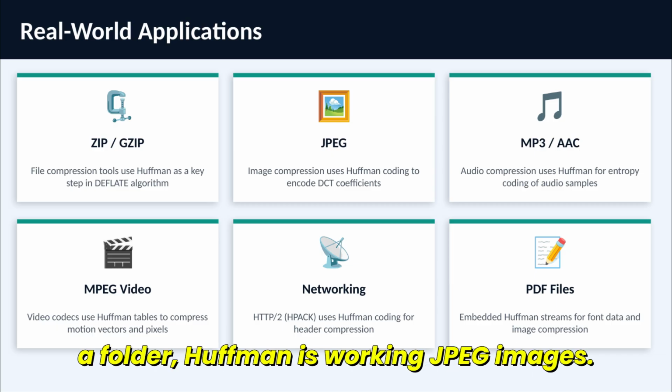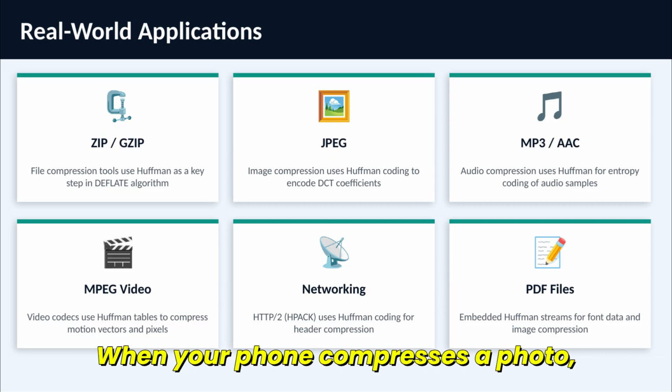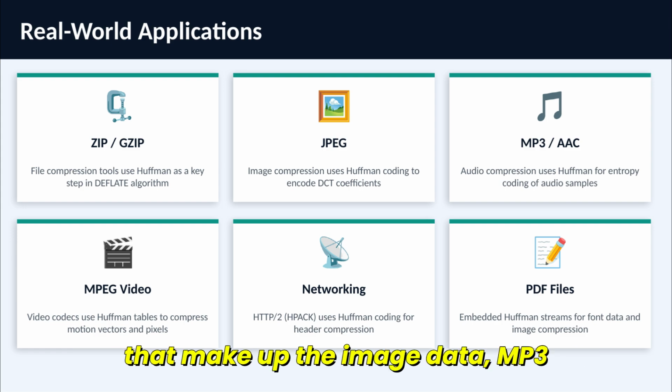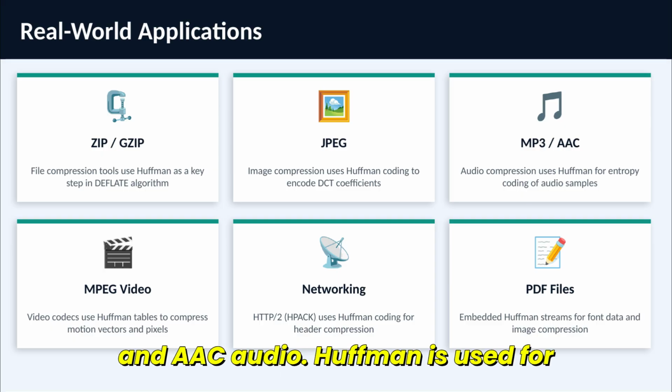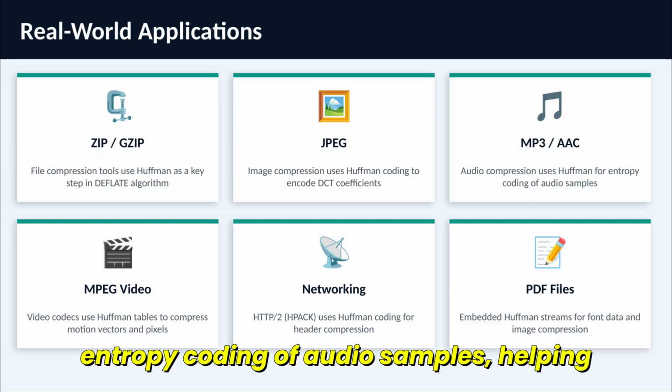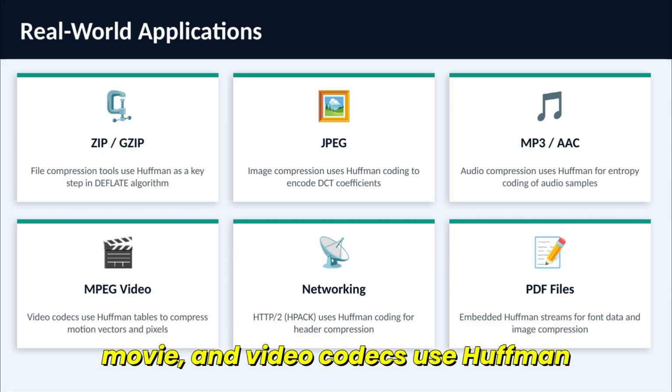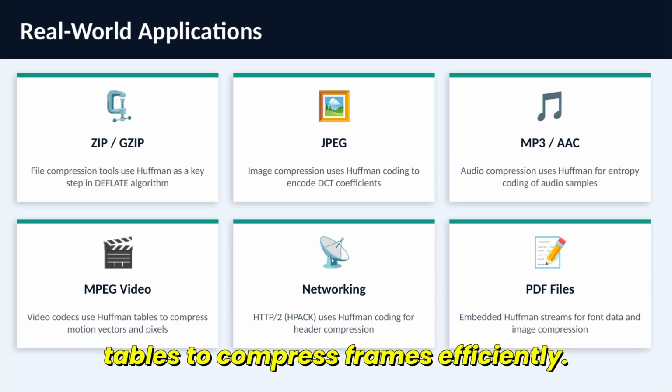JPEG images. When your phone compresses a photo, Huffman coding encodes the DCT coefficients that make up the image data. MP3 and AAC audio. Huffman is used for entropy coding of audio samples, helping shrink your favorite songs without noticeable quality loss. MPEG video. Movie and video codecs use Huffman tables to compress frames efficiently.